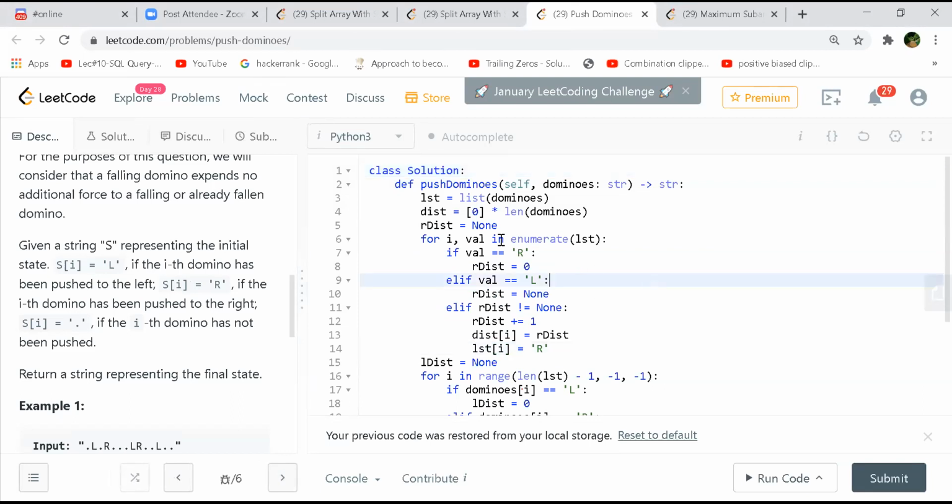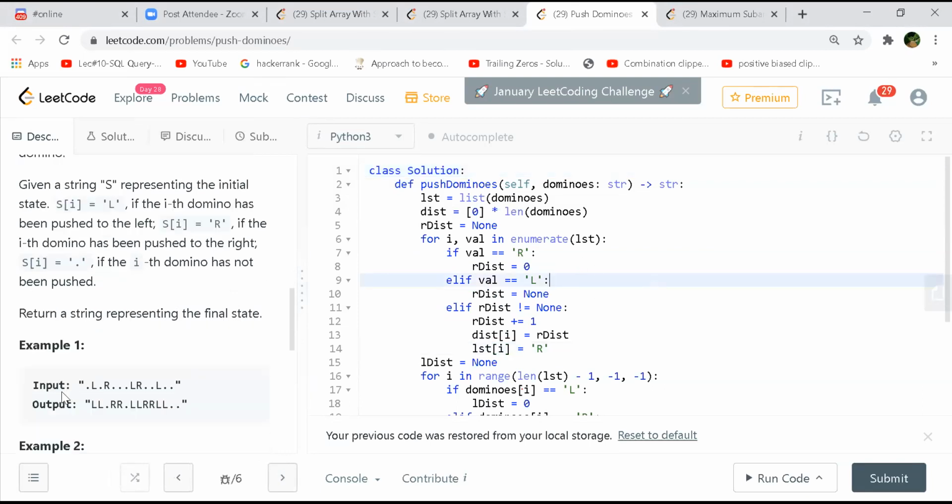So with these two ways, first, whatever the dominoes are there, I'm making a list out of them. And I fill the distance vector, whatever the length of this input is, that many zeros will be there. This is the left distance, and this is the right distance, which I've taken initially as none. Now I'll enumerate through that list, with the corresponding index and value. If the value is R, then the R distance will be 0.